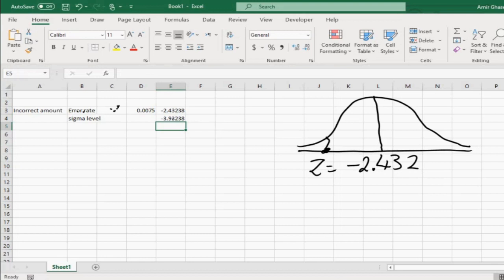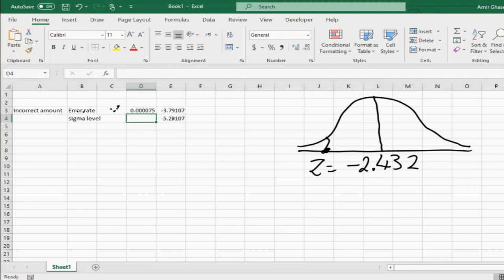So they got 3.9 sigma level, and that is not good. We are not at 6 sigma level. We are at about 4 sigma level because the rate of error is too much. Now notice that if the rate of error goes down, for example, if I change this to 0.00075, then we reach 4.6 sigma. If the rate of error goes lower, now we are at 5.